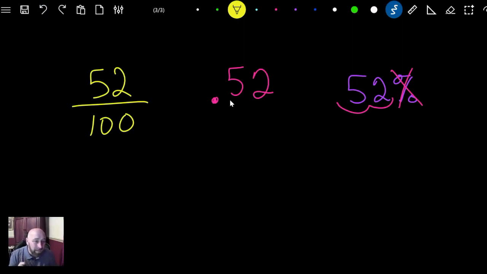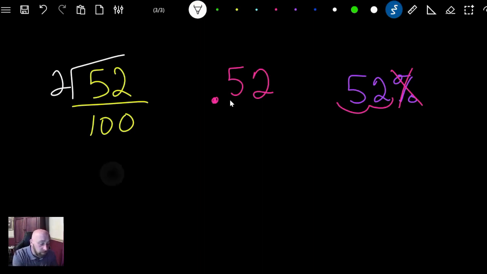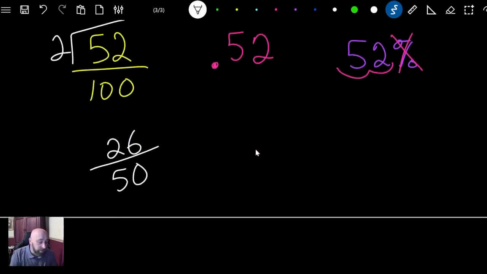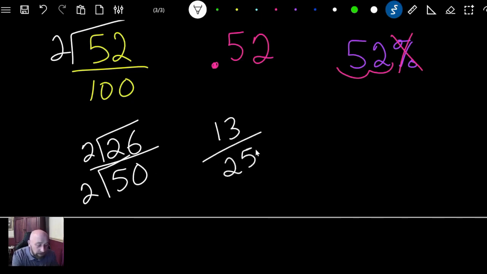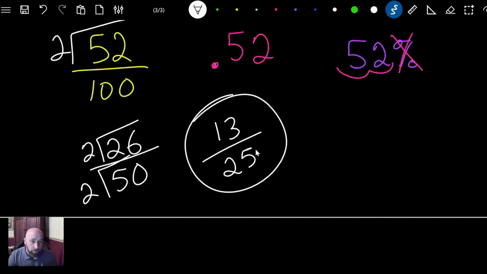The only problem is I don't like that fraction. Why not? Because we can reduce this fraction because there's a GCF. The GCF is 2. Look, 2 goes into 52 26 times, and 2 goes into 100 50 times. Well, actually, that wasn't the GCF. That was just a common factor. We can do it again. We can go 2 into 26 and 2 into 50. 2 goes into 26 13 times. 2 goes into 50 25 times. So its fractional equivalent is 13 over 25.